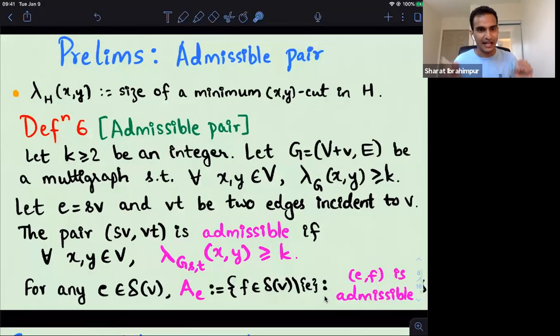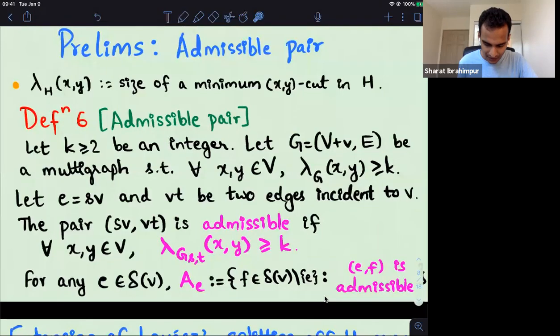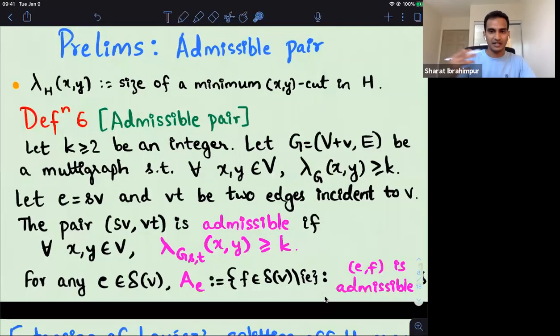So essentially what it's saying is that a pair of edges is admissible if somehow I can constrain all these k edge disjoint xy paths to always use the edge vt if they're using the edge sv. So that's the constraint. It's a very nice structural result that if you have admissible pairs, then it's a very nice property to have in your graphs. And for any edge e, we use the symbol A_e to denote all the edges which are admissible with this edge. Which means that if you were to perform a splitting off operation with e and f, then the resulting graph still maintains edge connectivity.